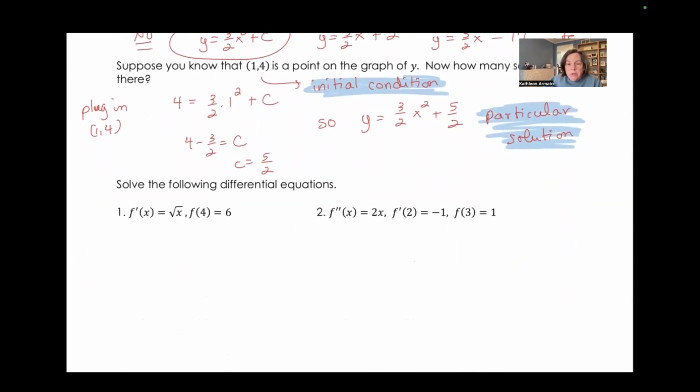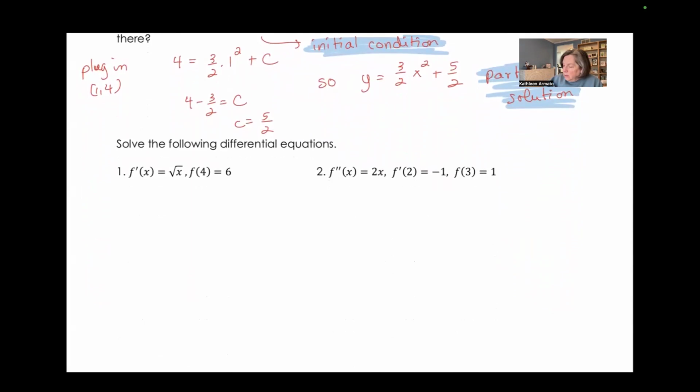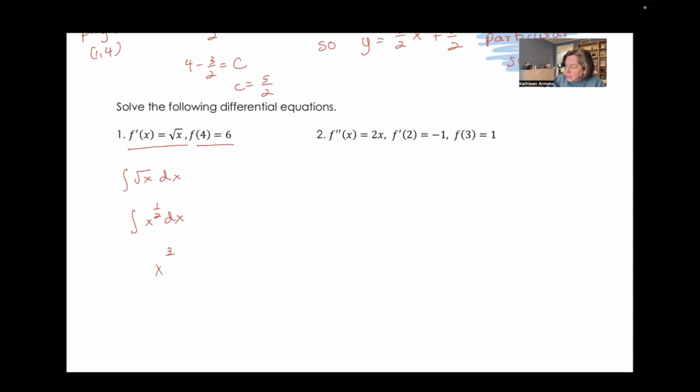Solve the following differential equations. Here you're given that the derivative is root x, f of 4 equals 6. What's that called again? Initial condition. I will integrate root x dx in order to find my function f of x. That is the same as x to the 1/2. Add 1 to the exponent, multiply by the reciprocal, plus c. So that is the general solution.